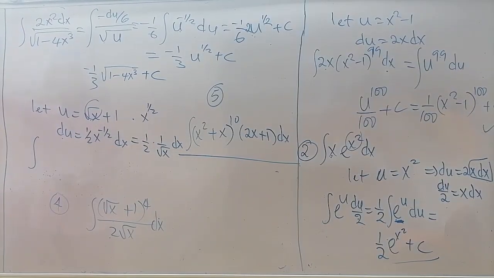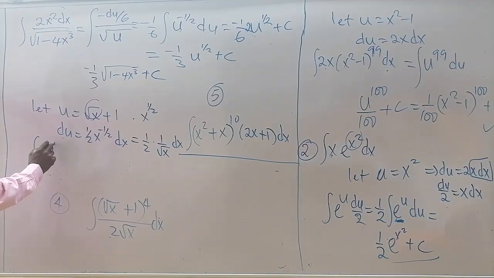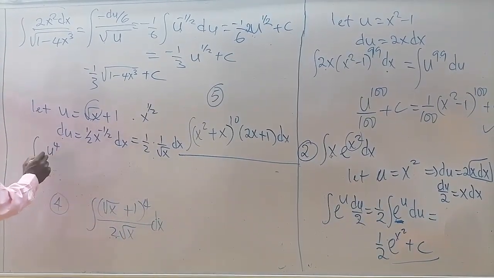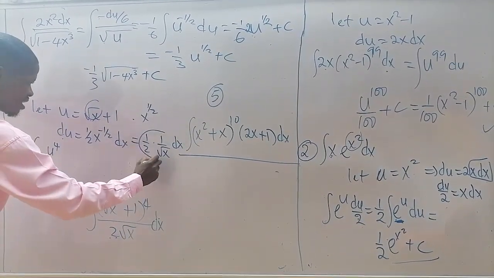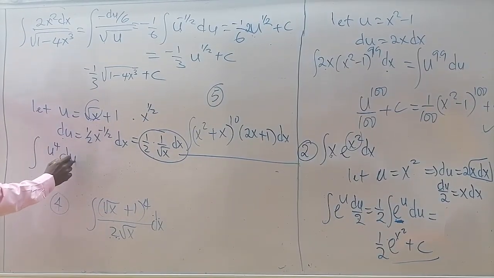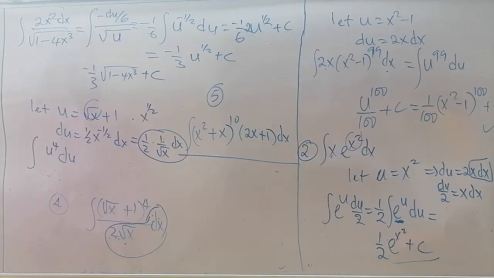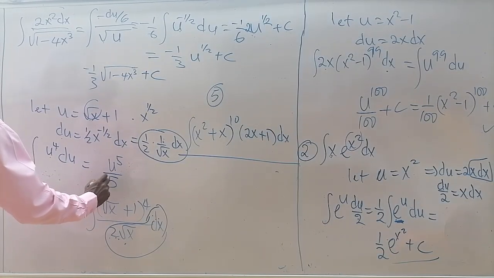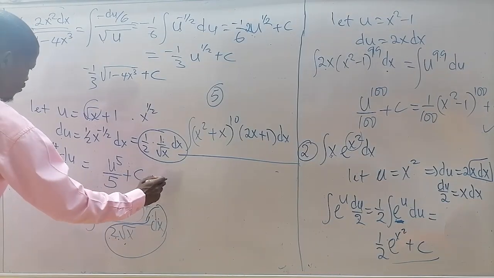So we now have this one is u to the power 4, and this expression is our du. So this one over this one is du. Integrate this, that will be u to the power 5, the power plus 1, over 5 plus c. Just return your u back.